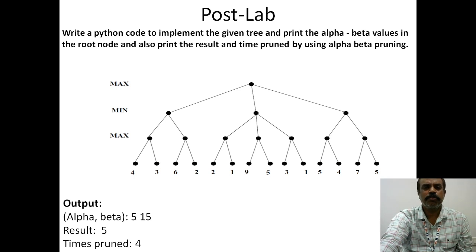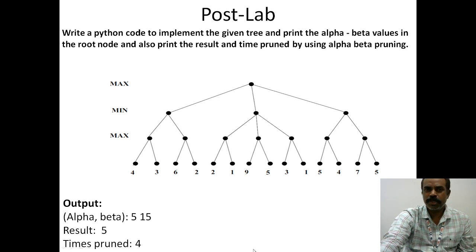And coming to post-lab, we need to apply alpha-beta pruning, which I have explained in the previous slides. Based on that process, we need to find the best value of the root node, print the result, and the number of times pruned using alpha beta pruning. For this example, the output you get is alpha beta values 5 comma 15, the result would be 5. The result 5 means the value of this node, and the number of times pruned is 4.